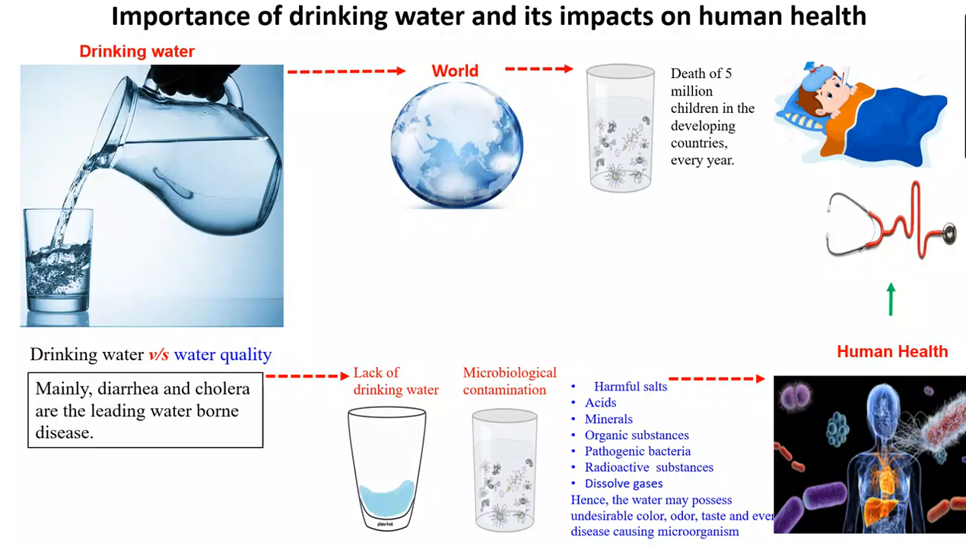Here we have the importance of drinking water and its impacts on human health. You can see a diagram of drinking water, because all over the world, water is an essential part of our life. So water should be purified. The death of 5 million children in developing countries every year is caused by impure water.